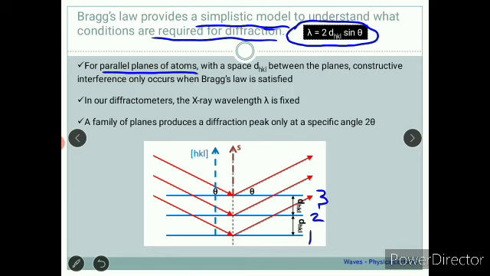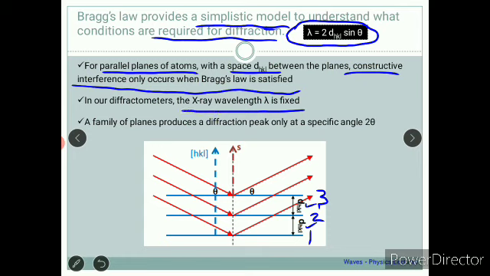So if you have the parallel planes 1, 2 and 3, each of them is separated by a distance dHKL. So dHKL is nothing but the separation between the planes, and there will be constructive interference when Bragg's law is satisfied. Bragg's law is lambda equal to 2d sin theta. When this law is satisfied, we get constructive interference. But we need to remember that the value of lambda is fixed because we are using an X-ray source which is already known to us. For this we mostly use a copper source, which we are going to look into in the next slide.